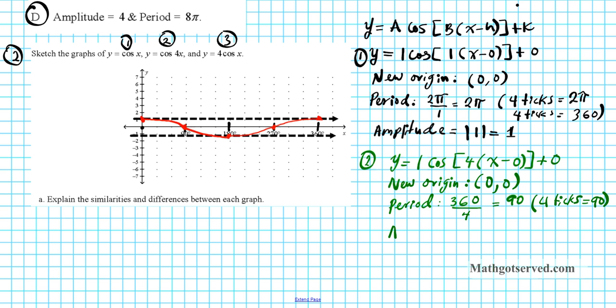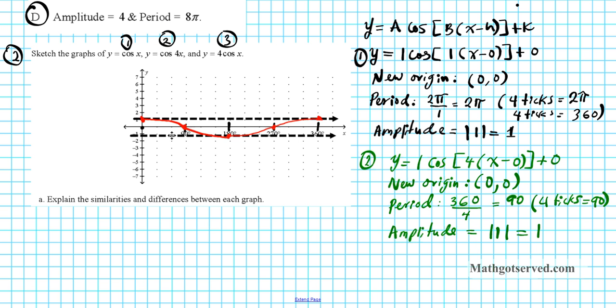How about our amplitude? Amplitude is the value of A. In this problem, we can clearly see that A is 1. That's the coefficient of cosine. So we have absolute value of 1 equals 1. So that's enough information to graph. Let's go ahead and graph the function.